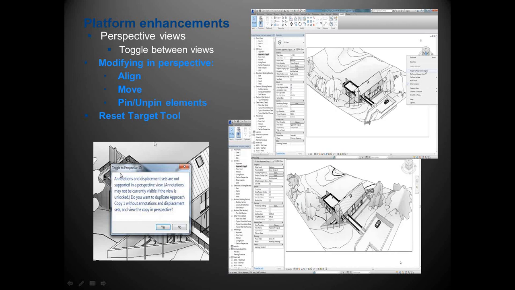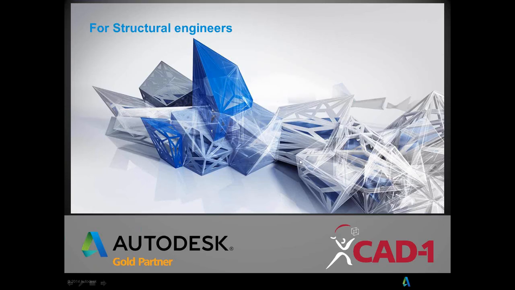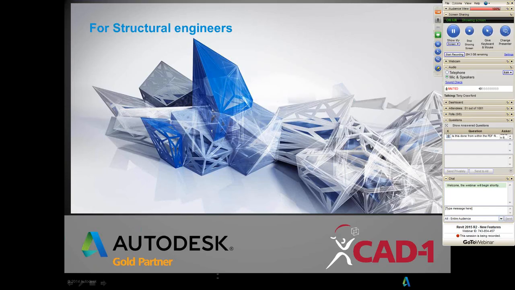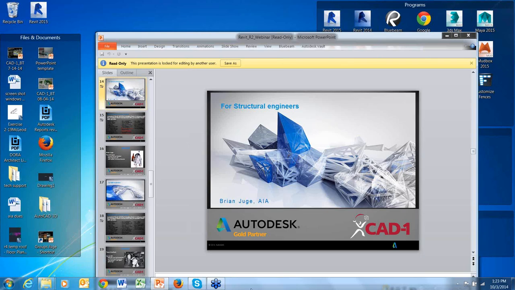We also have the ability to toggle between views using your view cube up here. We can just click on the view cube to switch between parallel and perspective views. And then the reset target tool. This is for after you've set up, usually, an interior perspective, and then if you manipulate it at all, you can reset the center of that. And so I'm going to switch, and unfortunately I didn't open my Revit yet.